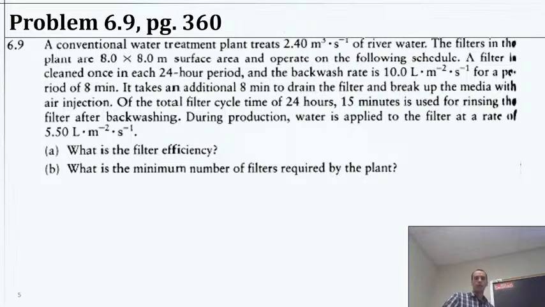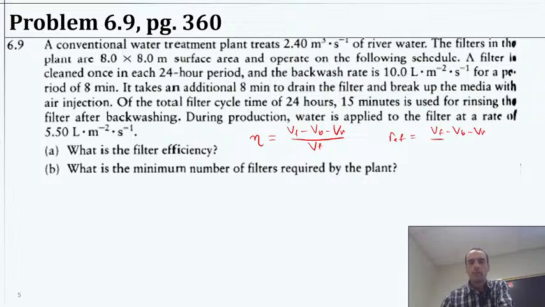Of the total filter cycle time of 24 hours, 15 minutes is used for rinsing the filter after backwashing. And during production, water is applied to the filter at a rate of 5.5 liters per square meter per second. So part A says, what is the filter efficiency? And then part B asks, what is the minimum number of filters required by the plant? Okay, I'll write up our equations here. All right, so I'm going to give you a little while to work on that. You can work together if you'd like.